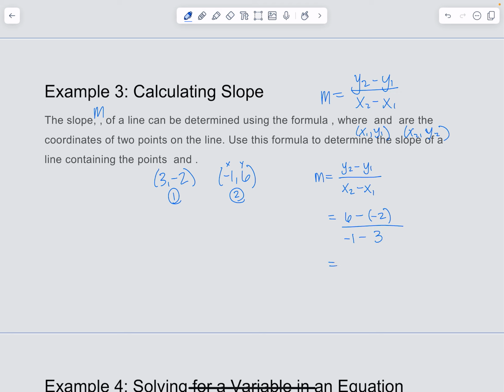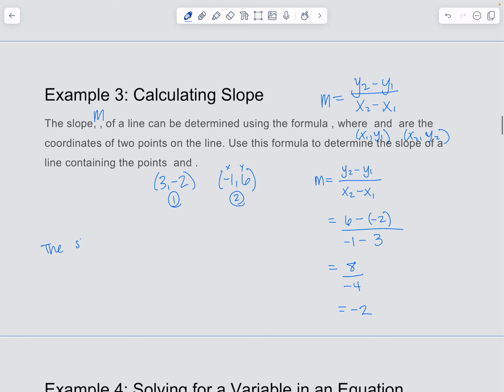6 minus negative 2 becomes a 6 plus 2, so we have 8. Negative 1 minus 3 is negative 4, so we'll have negative 2. Our sentence will be the slope of the line containing these 2 points is negative 2.